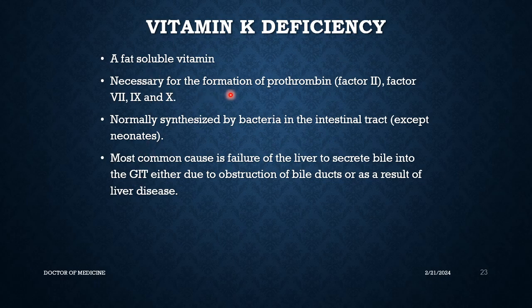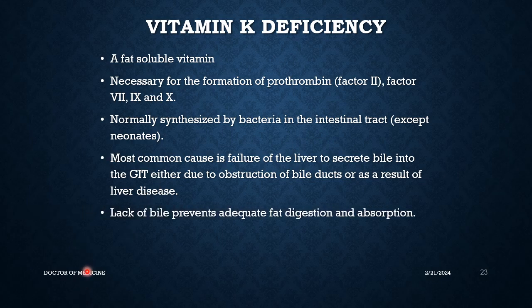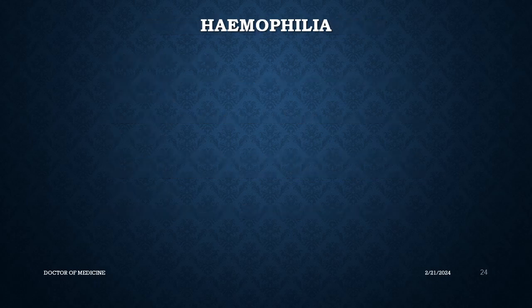I talked about the gamma carboxylation of glutamic acid that's carried out by the liver. The most common cause is failure of the liver to secrete bile, which is necessary for the absorption of vitamin K. So vitamin K deficiency is closely related to liver disease. Lack of bile causes problems in digestion and fat absorption.